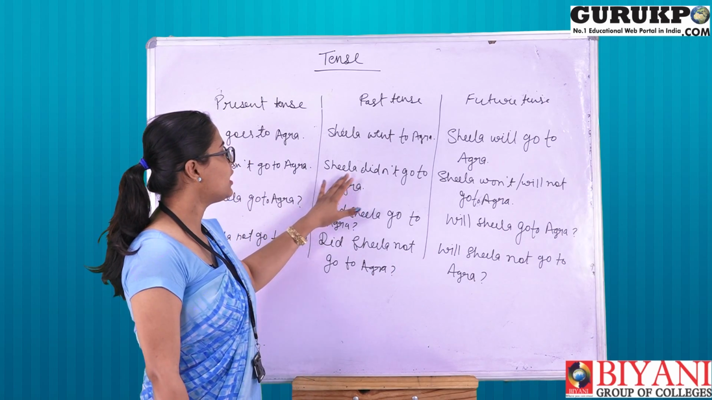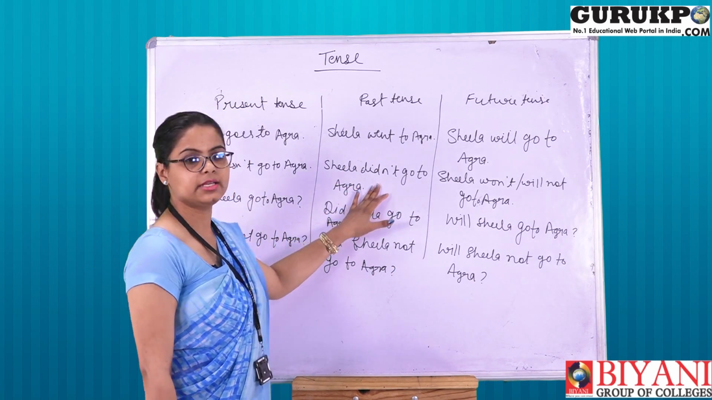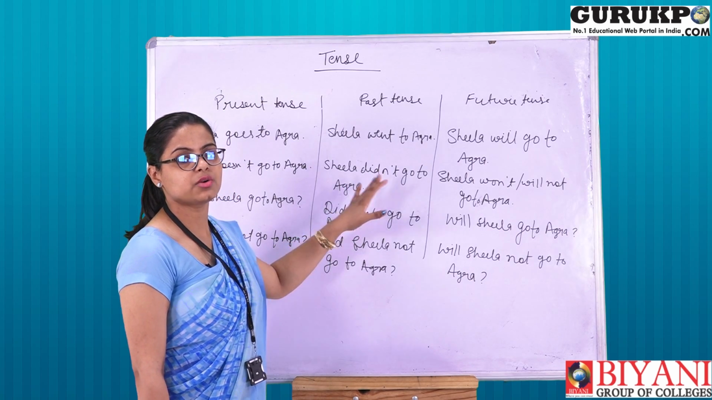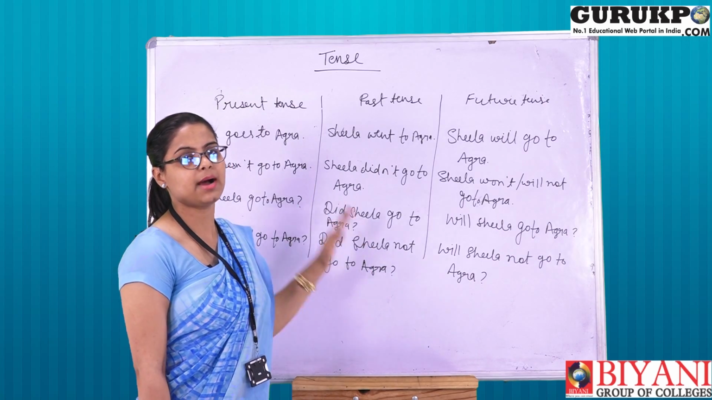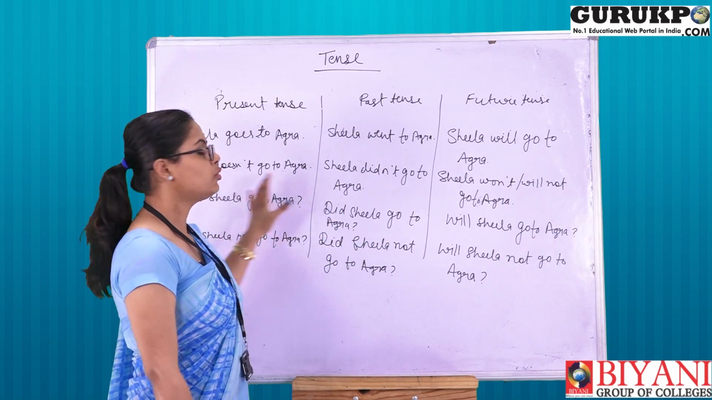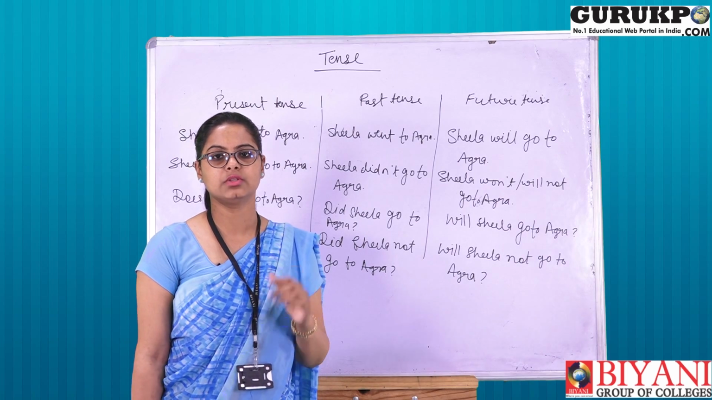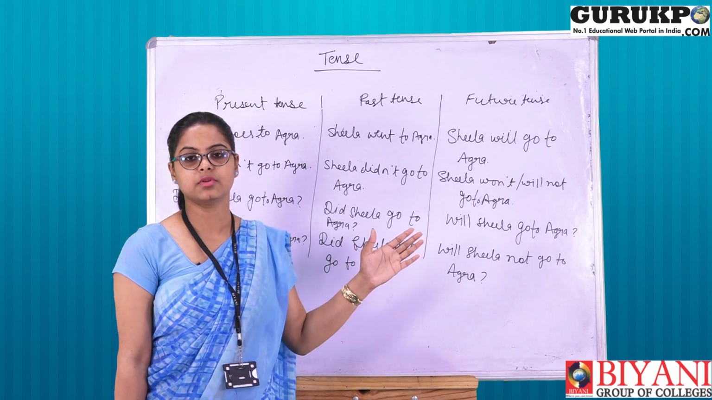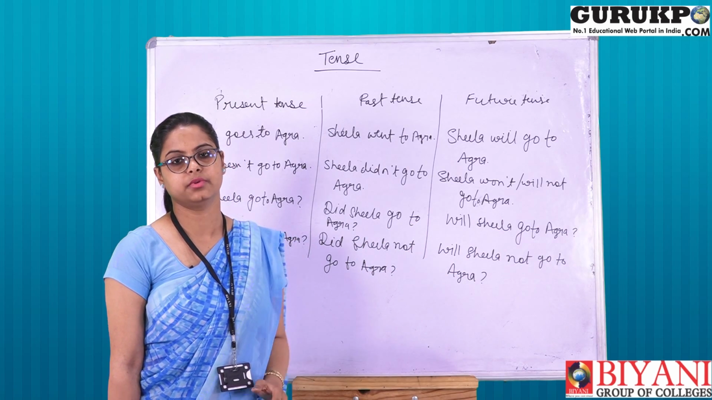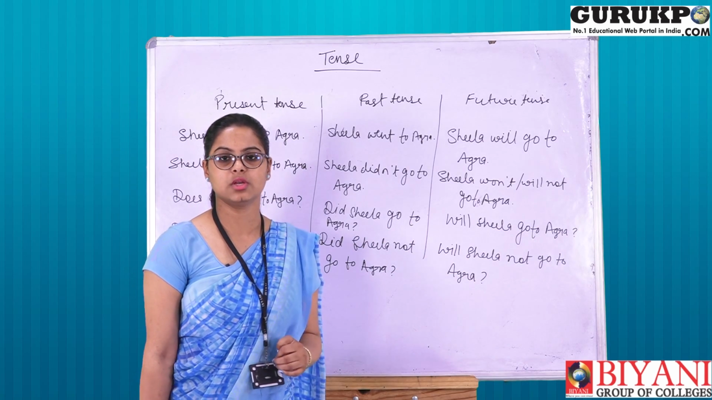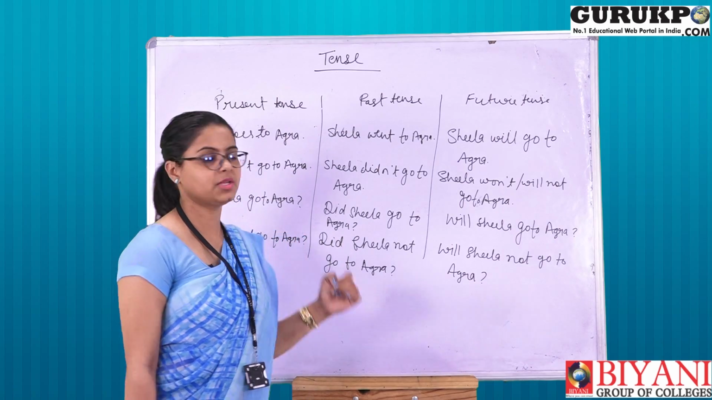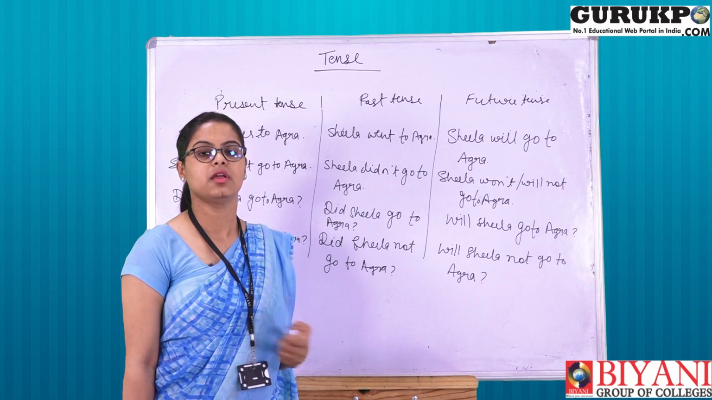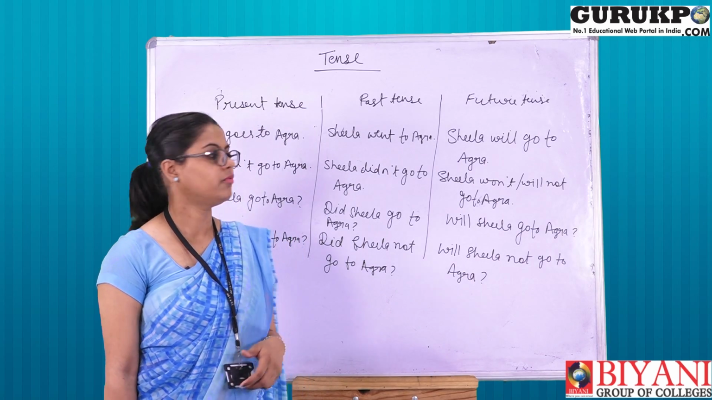Now next is "Sheila didn't go to Agra." It is a negative sentence. So here did is actually the auxiliary verb that is used in past tense. Do, did, done, you know about this verb. Do is the first form of the verb, did is the second form of the verb, and done is the third form of the verb. Third forms of the verbs are actually used in perfect tenses. In present perfect and past perfect tenses, we use the third forms of the verb.